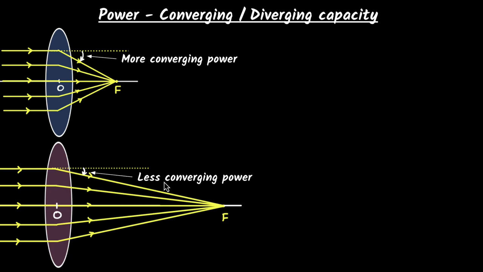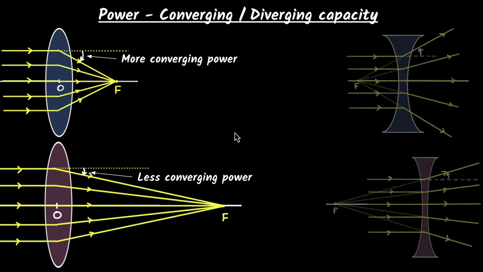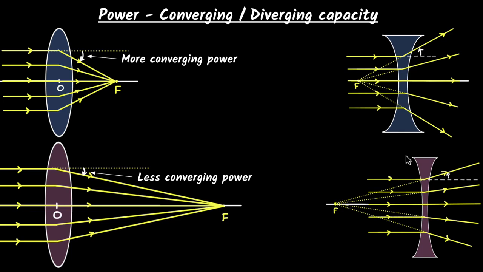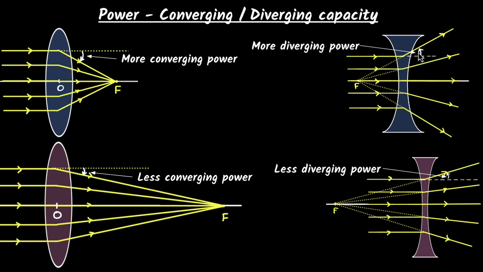Does that make sense? Similarly, if you consider diverging lenses, you can clearly see over here, look, the ray has bent more, look at the angle, compared to over here, look, the angle is smaller. And so we would again say this has, this time, more diverging power and this has less diverging power. Makes sense, right? So that's basically how we think about power.